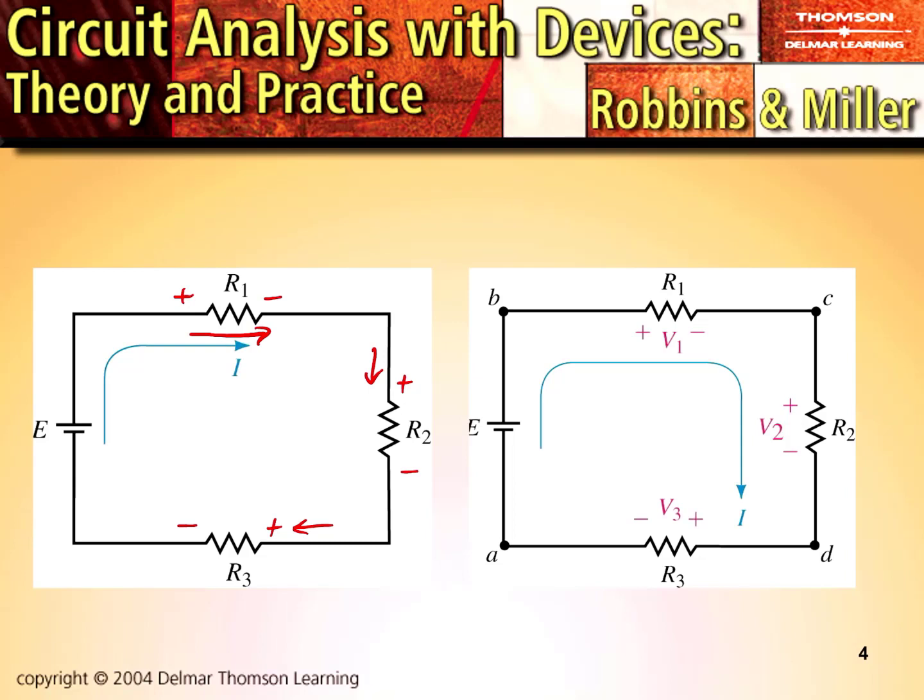Of course, we can't calculate the magnitude yet because we don't have a value of resistance and we don't have a value of current. We can't calculate the IR drop yet, but we can say that this can be labeled VR1, VR2, and VR3.